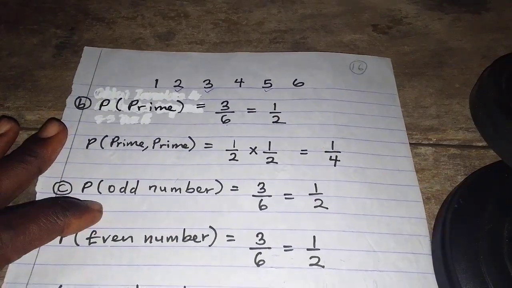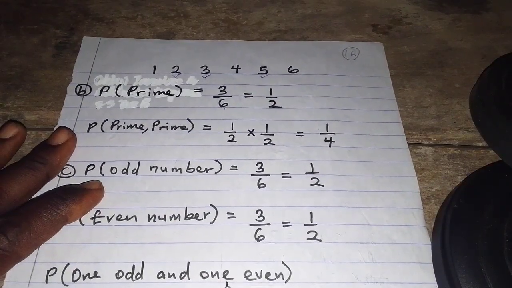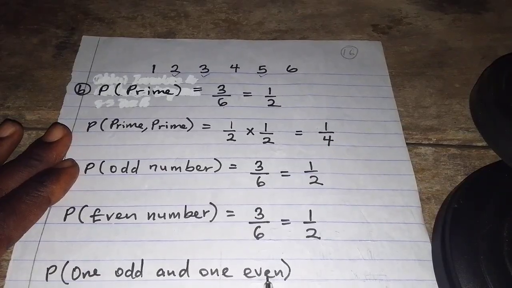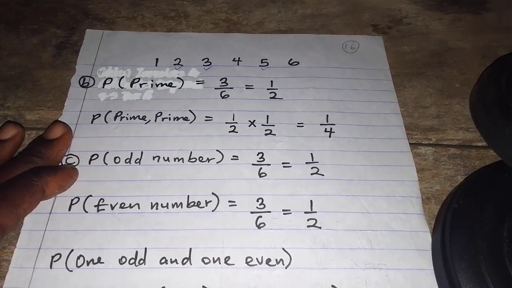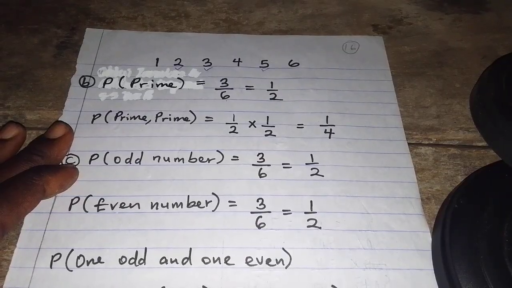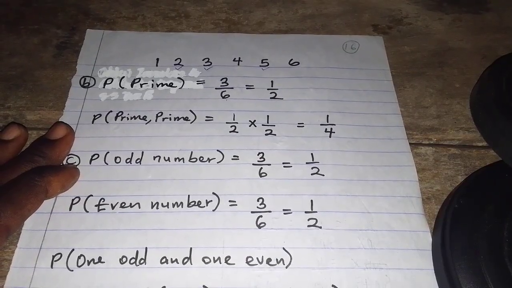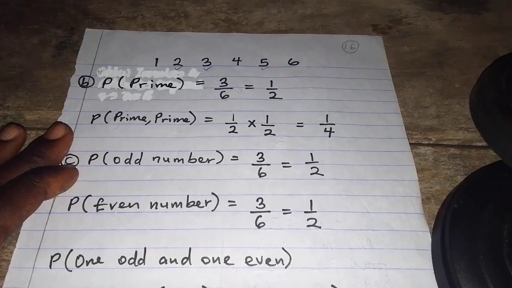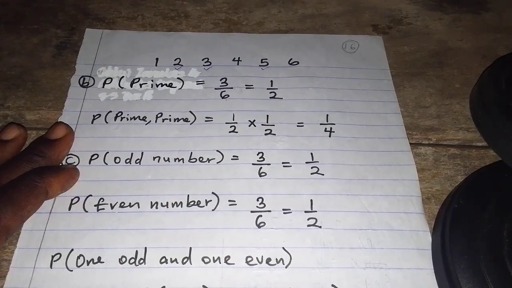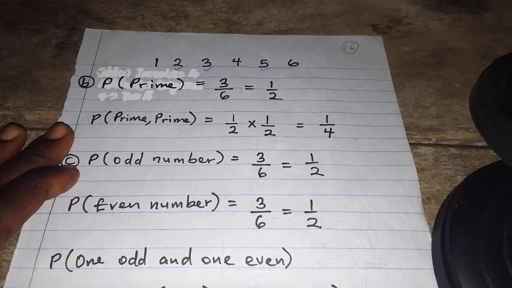Now, the probability of getting one odd and one even. You will notice something in the tone of this question. The question is not telling us the arrangement of how we want to get the odd and the even numbers. We are not told if the odd number will come first and the even number next. Because of that, we are going to look at the two possible arrangements.